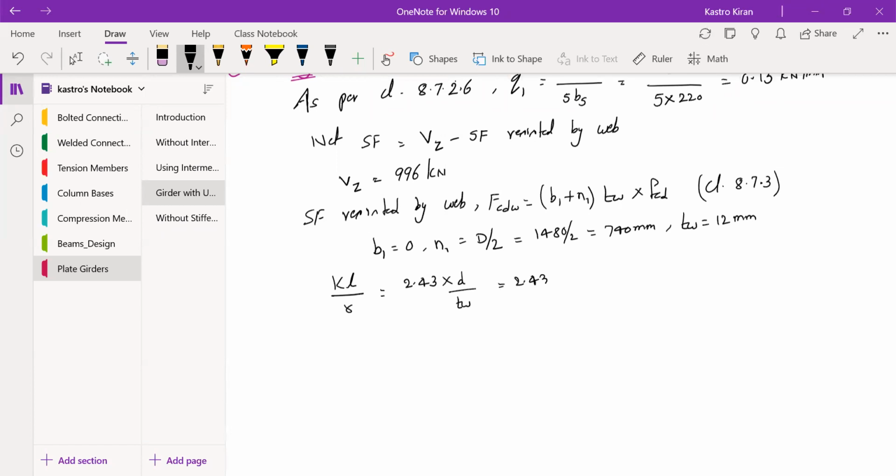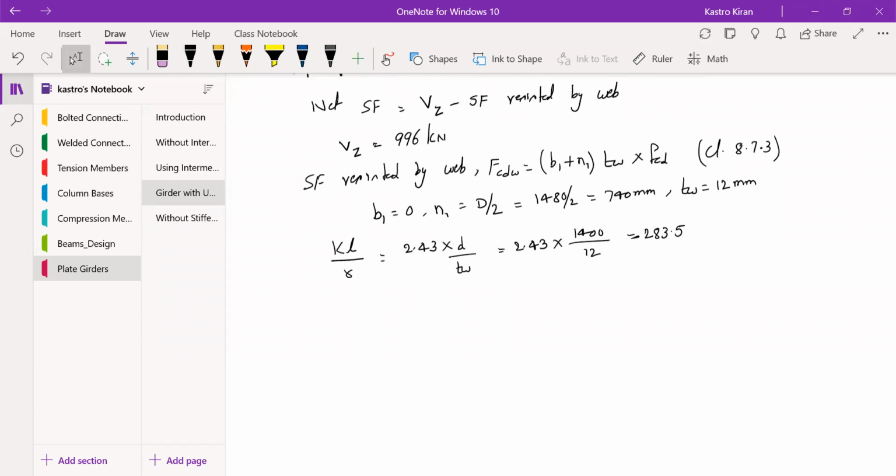Remember, this specific technique is applicable for the combination of loading cases. Don't apply this formula for the remaining 2 other cases which we have discussed. So 2.43 times the depth of the web, which is 1400, and the thickness of the web is 12. That will give you 283.5.